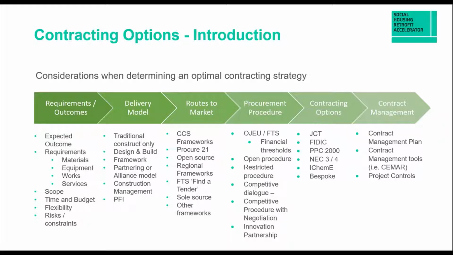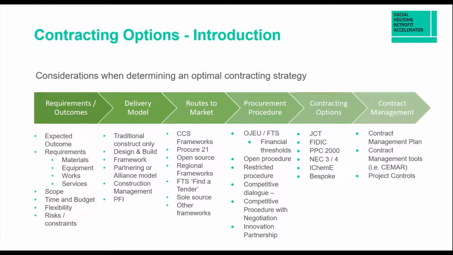The first element of the contracting strategy really needs to be understanding the requirements and the outcomes that we're trying to achieve. Within the requirements, these could be quite simple products or materials, slightly more complex equipment requiring warranties and the like, works where we're leading people to go onto our sites and to provide materials and equipment, or the provision of services. All of these require different types of contracts, and we need to be alert to this when making our choices.